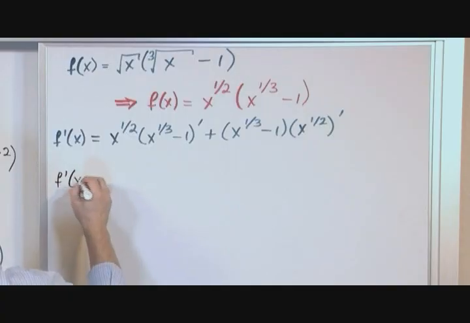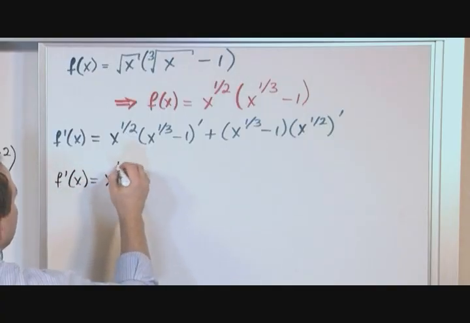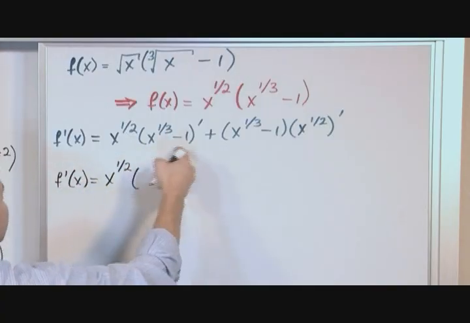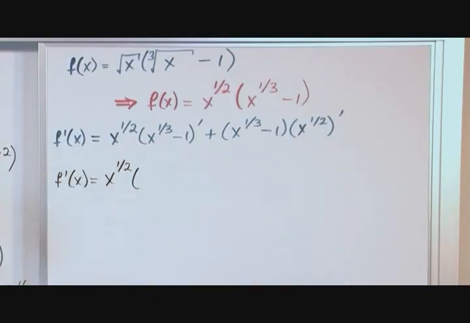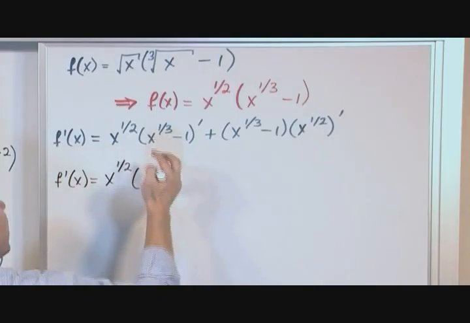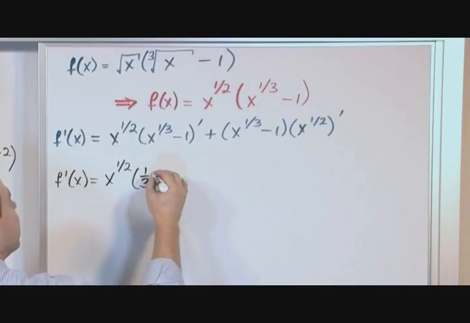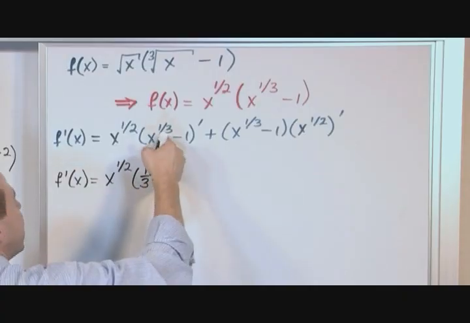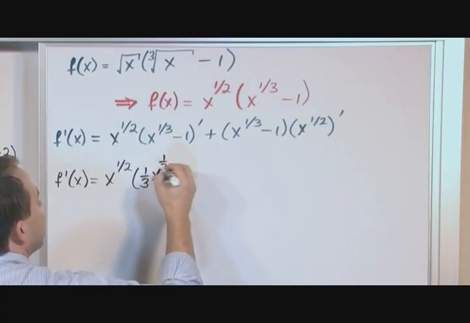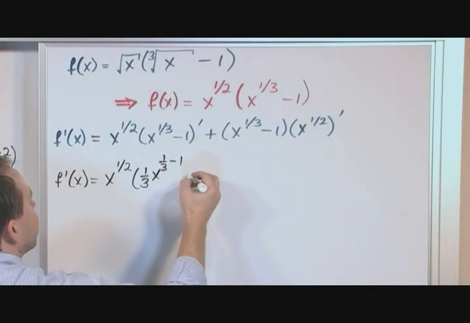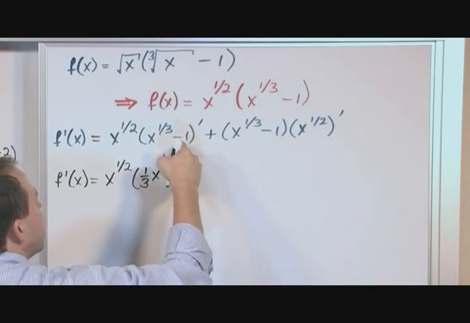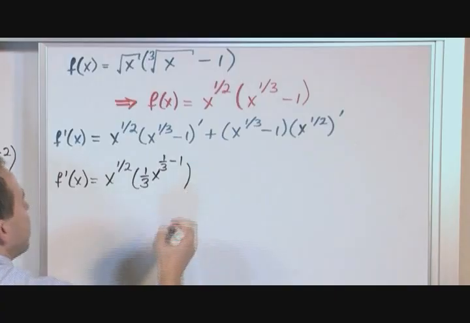F prime of x is equal to x to the 1/2 out in front. Now, how do we take the derivative of this guy on the inside? Same as we have been before. This is simply 1/3 coming out of the exponent times x, but the new exponent is going to be 1/3 minus 1. Okay? The derivative of this 1 is going to be 0, so I can close my parentheses off.